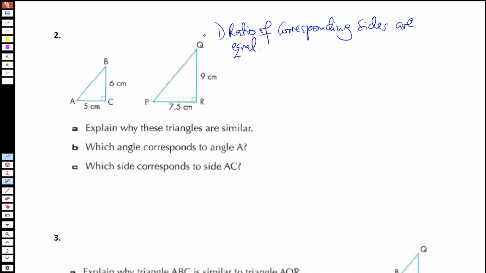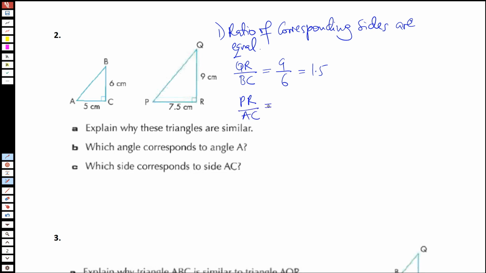And I'm going to show that. You can notice here that QR corresponds to BC. Now QR is 9, BC is 6, so that will give us 1.5. Let's pick two other sides that correspond to each other. If you pick PR, which is this one, it corresponds to AC.